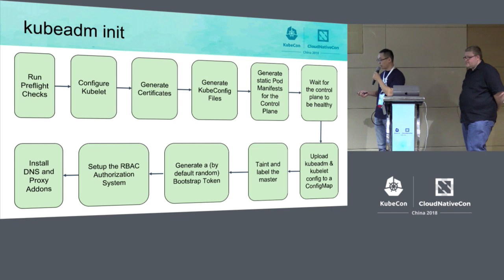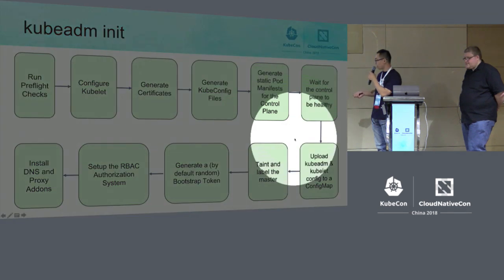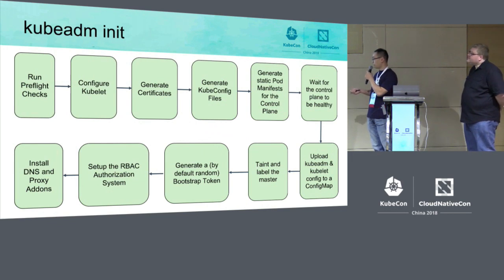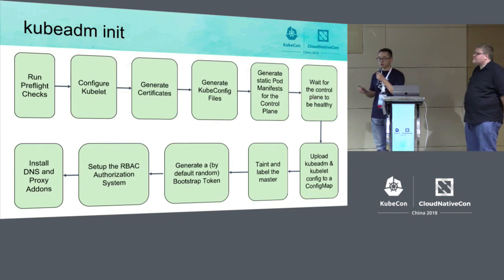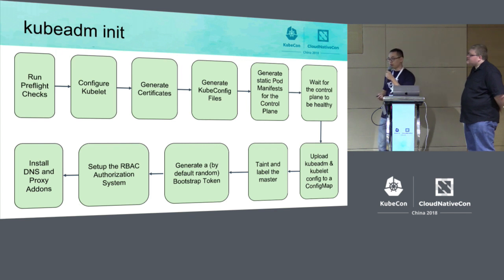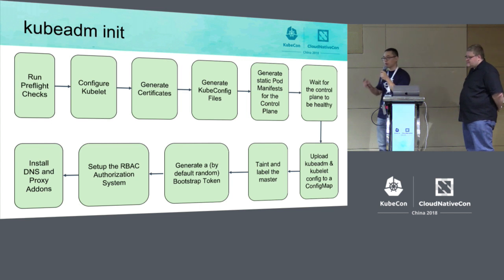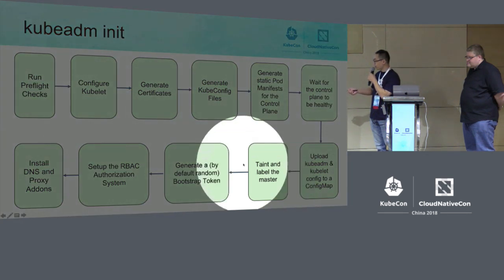The next, since the control plane is ready, the next step is to taint this node as master, because we don't want our master to be schedulable. So this will help add a taint to the node, NoSchedule, to prevent other pods from being scheduled onto this node. And the next, this is the most interesting part of kubeadm. Kubeadm will generate a bootstrap token to help new nodes join the cluster. So it will generate a bootstrap token.